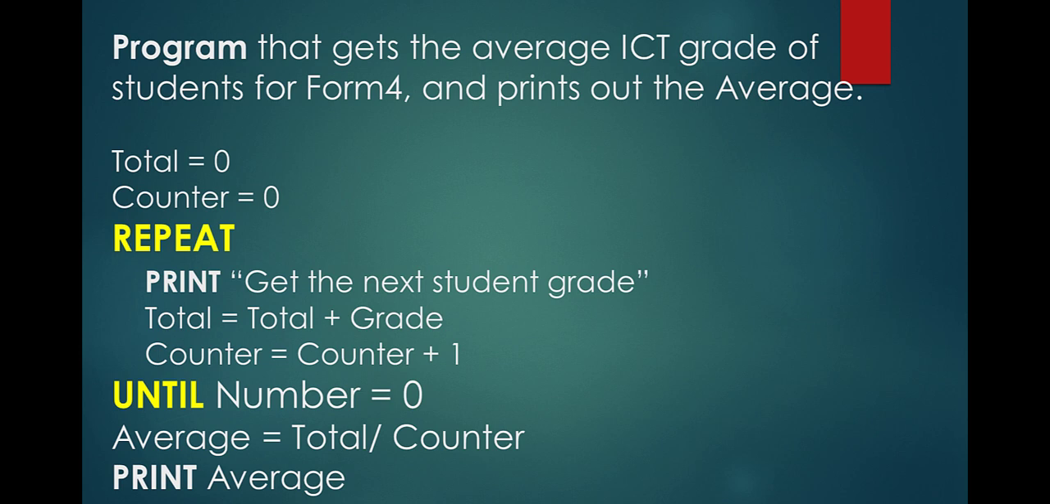The print statement says to get the next student grade, and then it assigns the total plus the grade to the total variable. So the current total plus grade to the total variable. Then it increments the counter. First it finds the current counter value and increments it by 1 and assigns it to the counter.